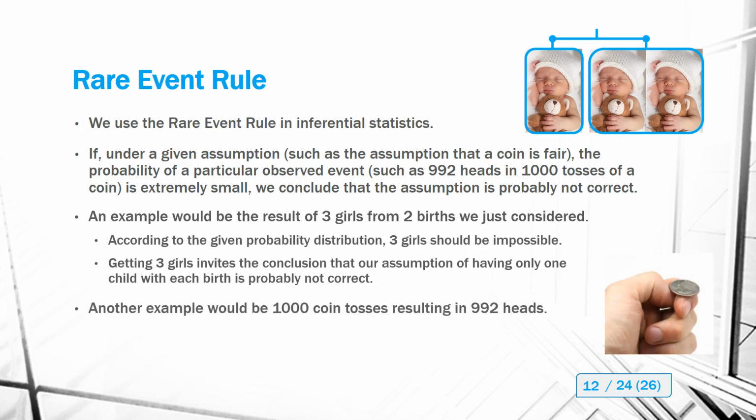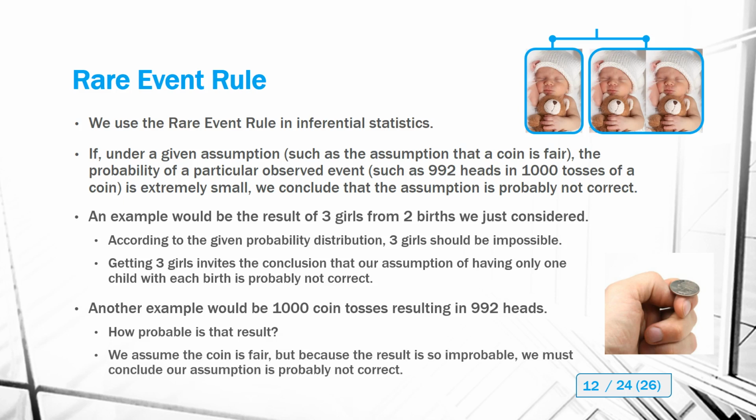Another example would be what you saw in the statement of the rare event rule. If we have 1,000 coin tosses and 992 of them are heads, well, this is going to cause us to think, do we really have a fair coin? Because how probable is that result? It's not very probable if we have a fair coin. So working under that assumption, we're going to say that's a very low probable event. So because we assumed the coin was fair and the result that we got was so improbable, then we have to conclude our assumption's probably not correct.